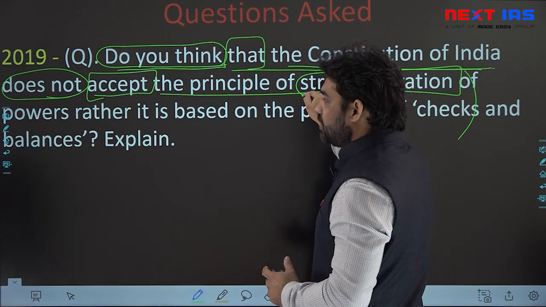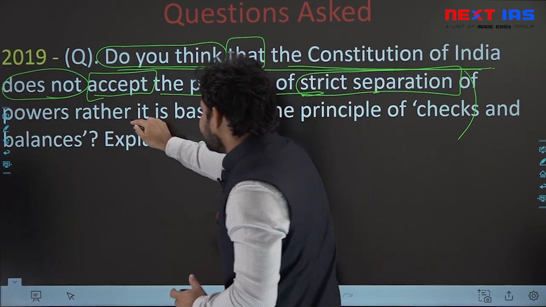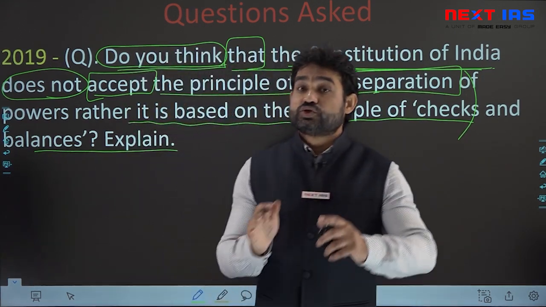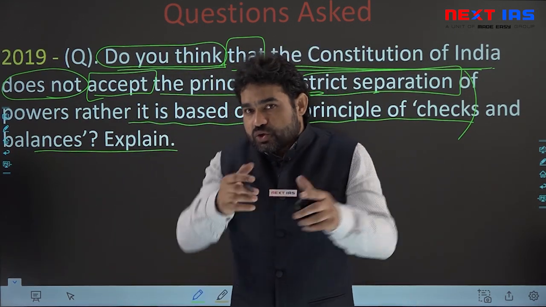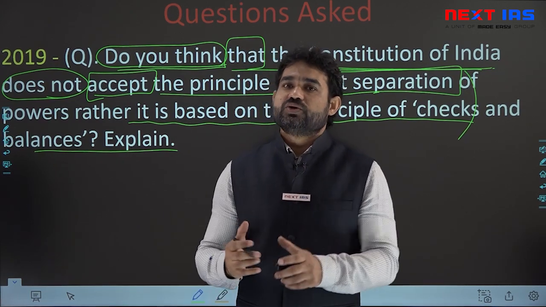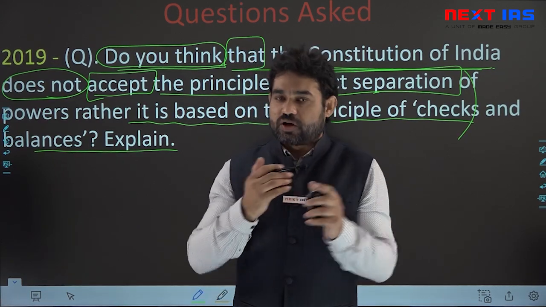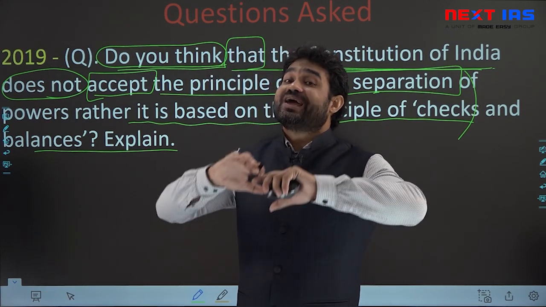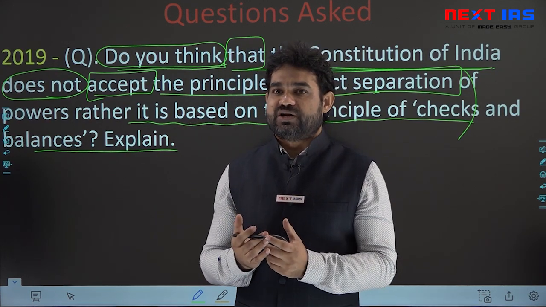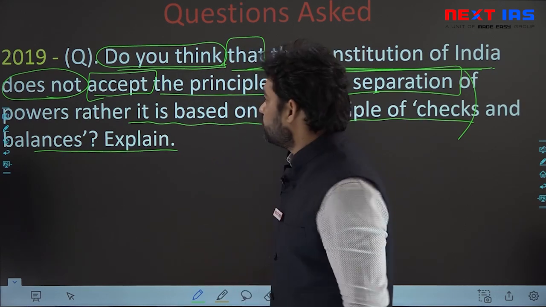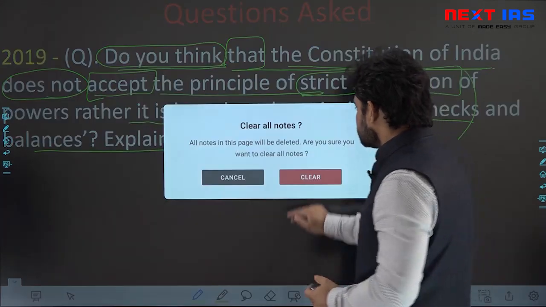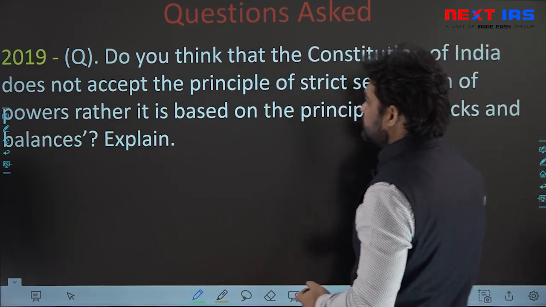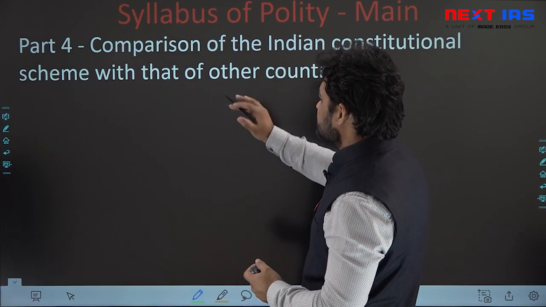So you should have an idea about what strict separation of power is. Rather, it is based on the principle of checks and balances. So here, remember, the question asks "do you think?", where you can take help from the scholars' understanding, the Supreme Court judgments' understanding, and your own analysis of those. On the basis of this, your viewpoint will be highlighted. So one is this: do you think that the Constitution of India does not accept the principle of strict separation of power? Similarly, it goes into the syllabus.